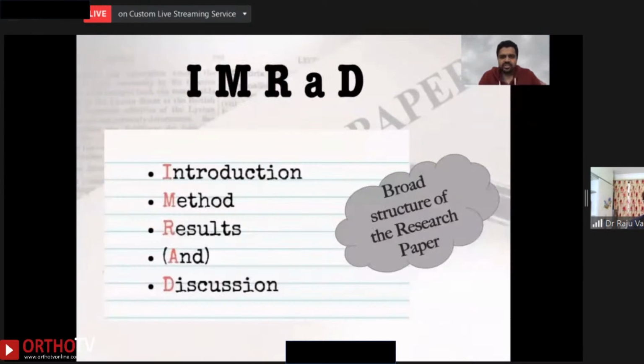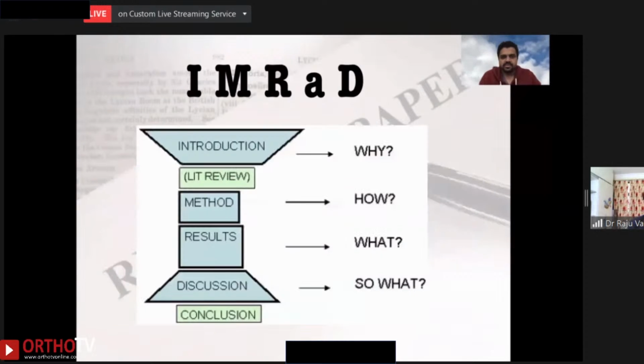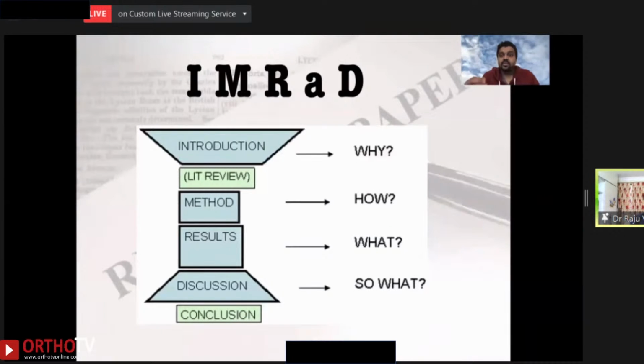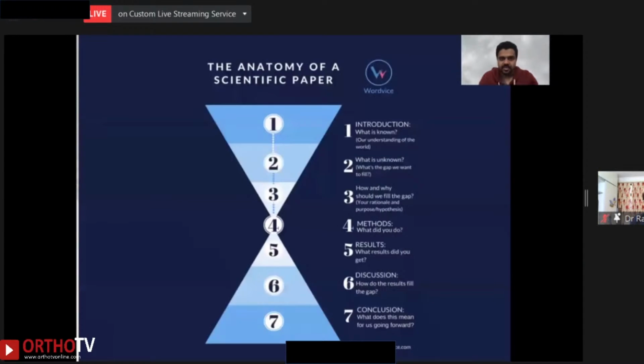So the broad structure of the research paper is the IMRAD: introduction, methods, results, and discussion. The introduction refers to the why: why this particular research? Methods is the how: how are we going to do this research? Results will be what the results are, and the discussion is the so what: okay, these are my results, so what? How should I compare with the rest? And then we conclude with a conclusion.